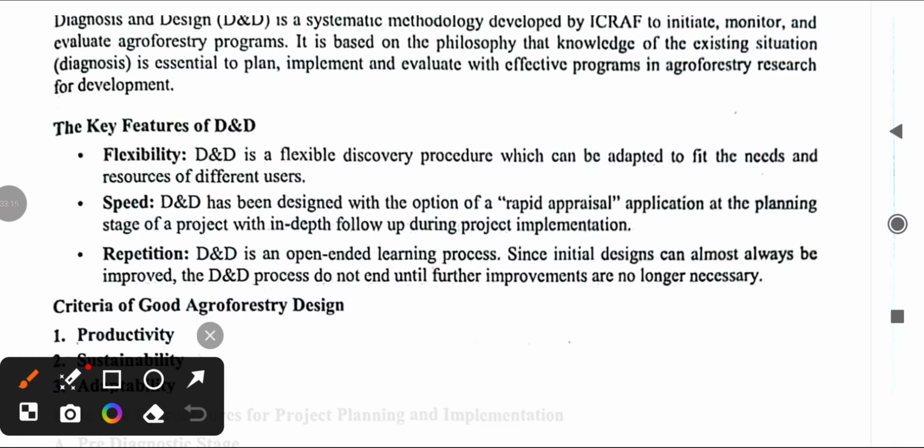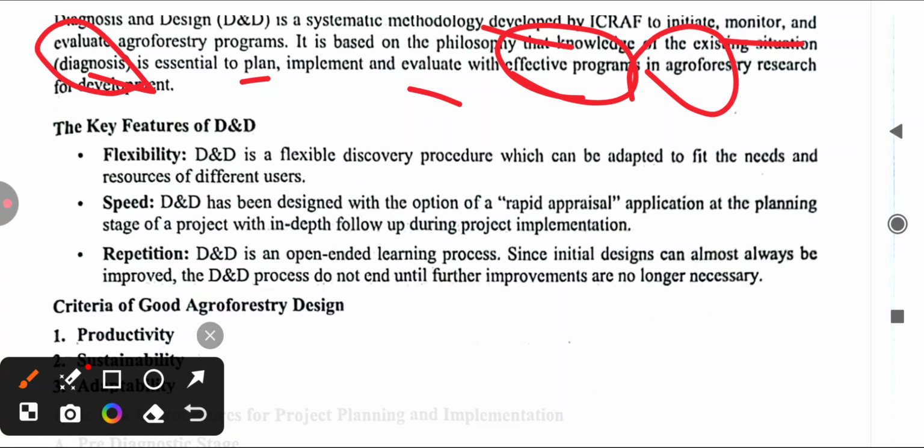It is based on the philosophy that knowledge of the existing situation, diagnostic, is essential to plan, implement and evaluate an effective program in agroforestry research for development. The key features of D&D method: flexibility, speed, repetition.